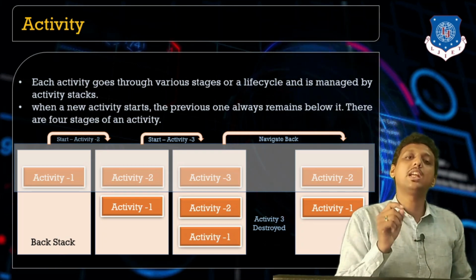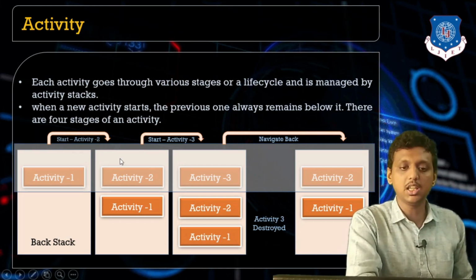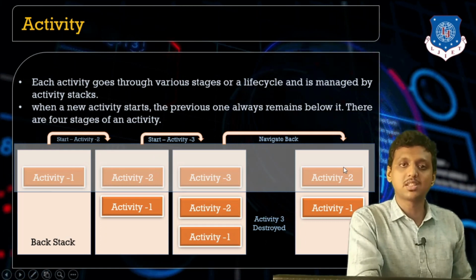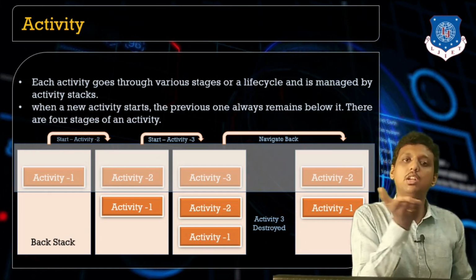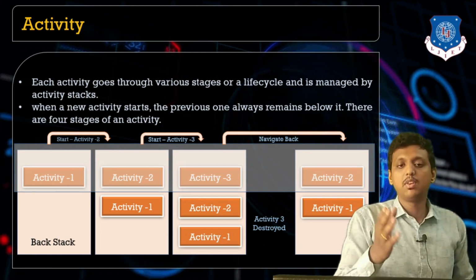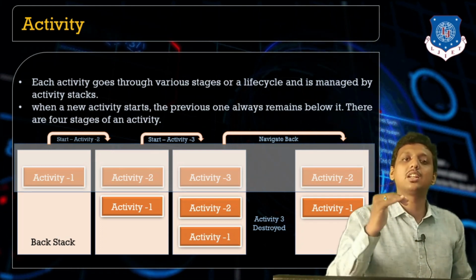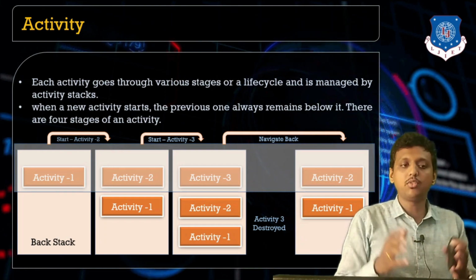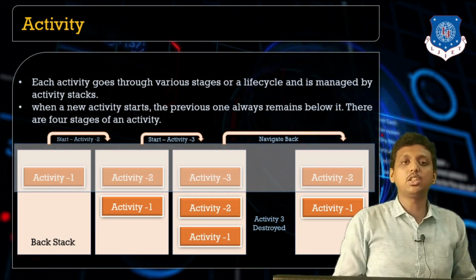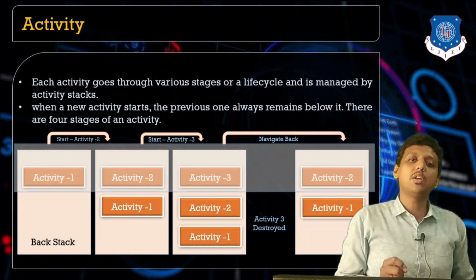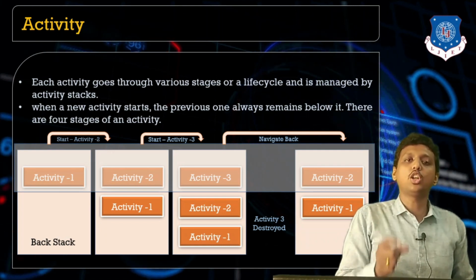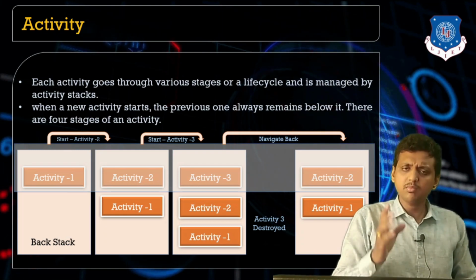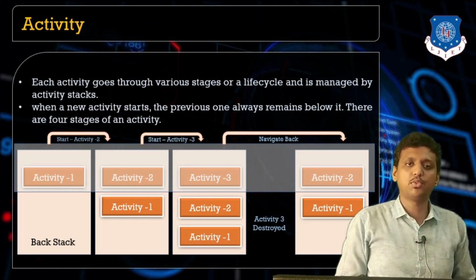Students, what happens when I click the back button from activity 3? Activity 3 is destroyed and activity 2 comes into the picture, because right now activity 2 is in a running state. When I click back again, activity 1 is in a running state. So there are various stages of the activity, or we can say the activity life cycle, that we need to understand. As an Android developer, you need to be aware of what type of code you want to write during the activity life cycle. We have a number of stages for the activity life cycle.